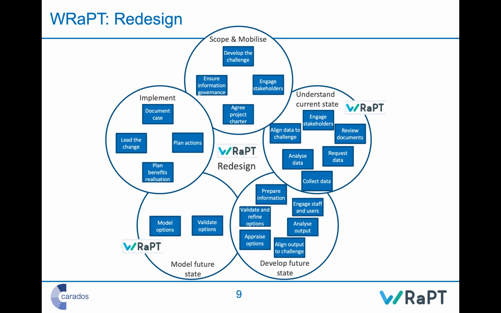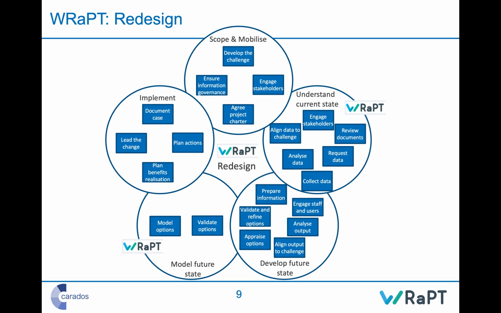Now, we used to have this as a linear diagram, which made it a whole lot easier to draw and to see, but it really didn't set out the complexity of a redesign program. So quite often we'll get called into a redesign program round about sort of developing the future state, and we'll have to sort of backtrack. We'll have to start developing the future state, but backtrack to make sure we're dealing with the current state and the scope and mobilisation. That happens quite a lot because people assume there's a project and there isn't.